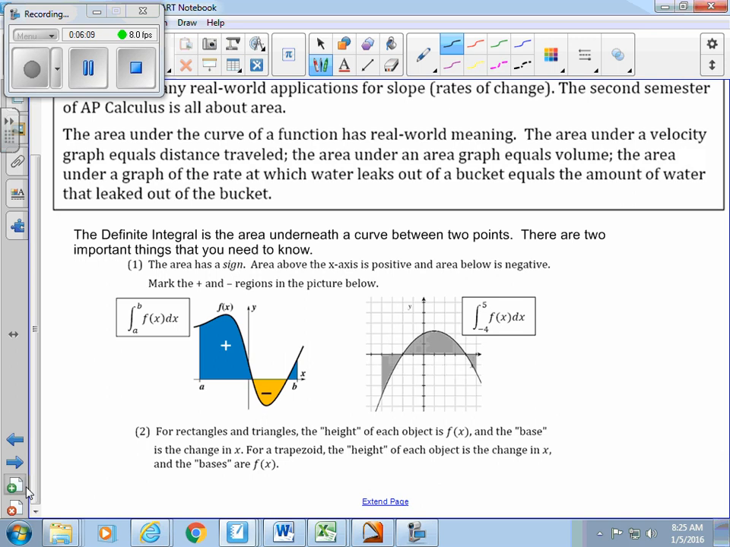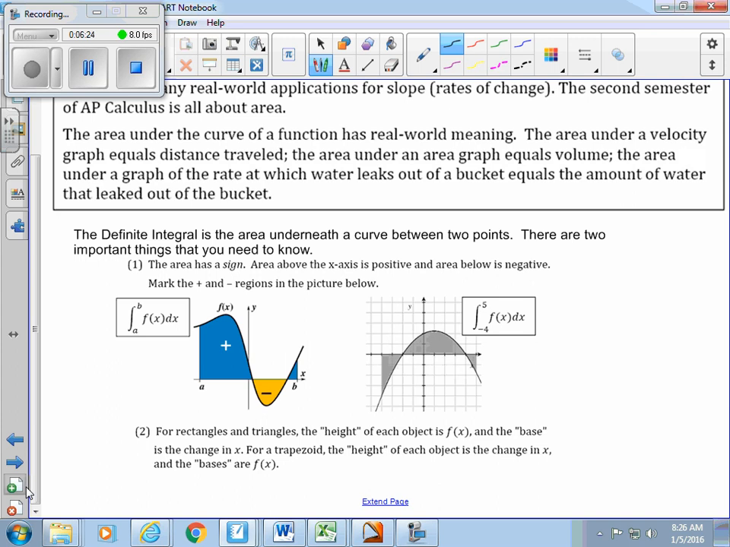Area is no longer just what's there. What's the size of that square? It actually has a real world context. And so because of that, we can have a positive area or a negative area.